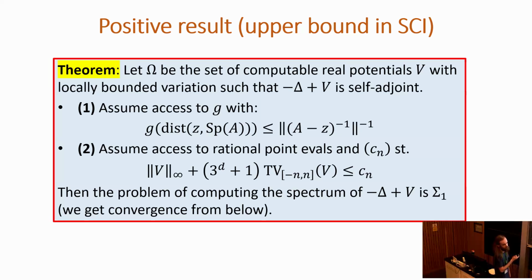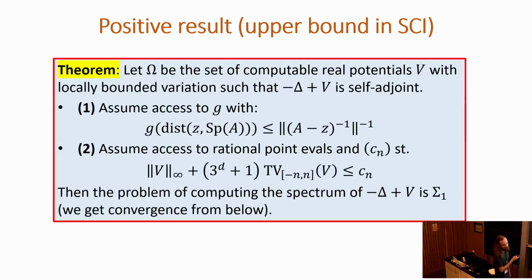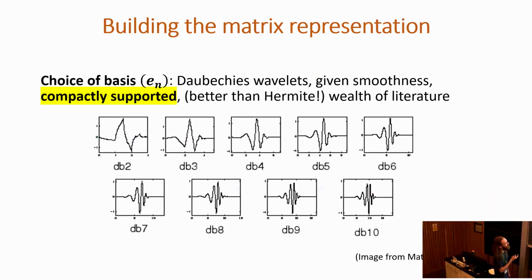Then it's self-adjoint, so the resolvent norm is the distance to the spectrum. We can cut self-adjoint out, and we can just assume this g, because this g plays the role of self-adjoint.